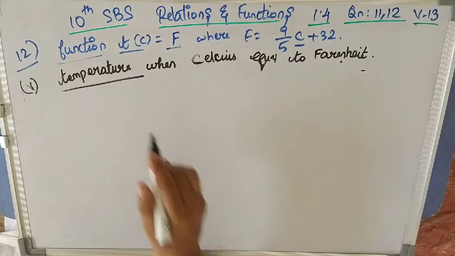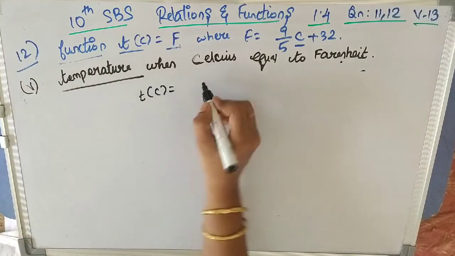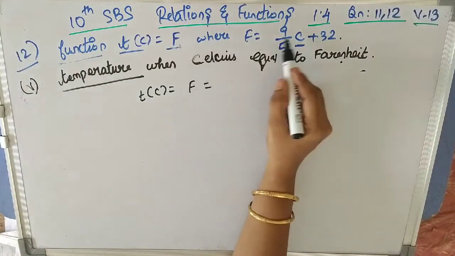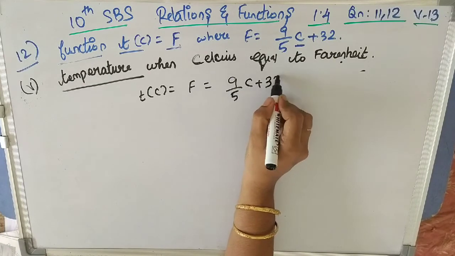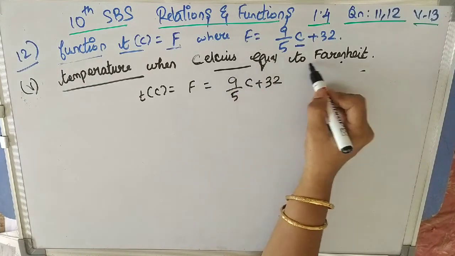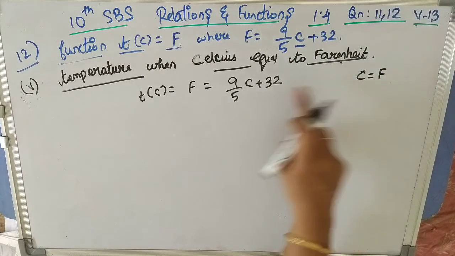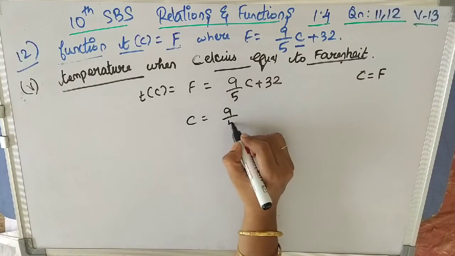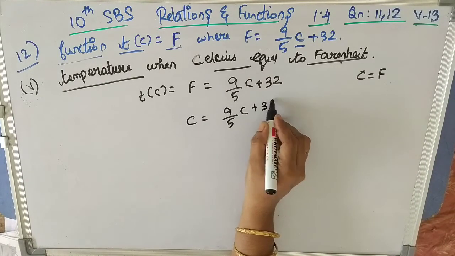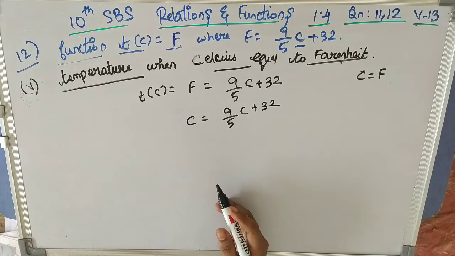Clear? Okay. Now, we have to find the temperature when the Celsius is equal to Fahrenheit. What do you mean by that? F is equal to C. Clear? Now, T of C is equal to F, that is equal to 9 by 5 C plus 32. Here, what do you know? C is equal to F, isn't it? So, in the place of F, I am replacing it as C. So, C is equal to 9 by 5 C plus 32.